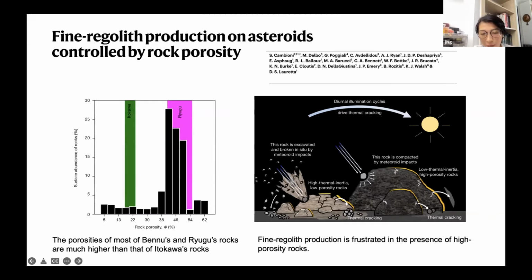Then the impact can compact the high porosity rocks instead of breaking them down, and then the thermal fatigue works on the compressed rocks. So the thermal fatigue is not as effective as in S-type asteroids.